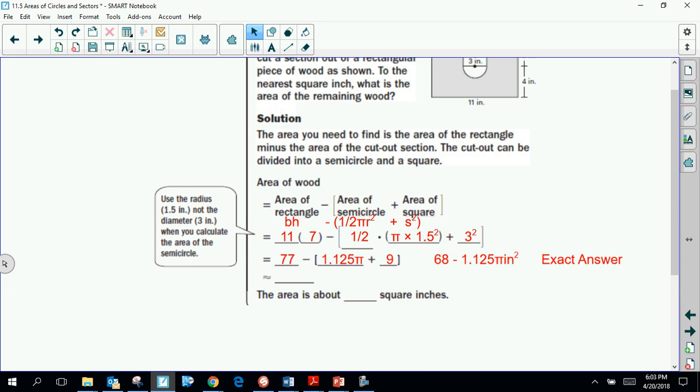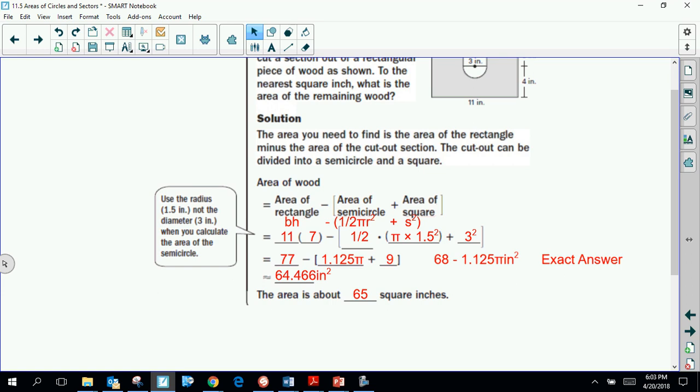Now, if I wanted the approximate area, like it's asking, what is the approximate area? In this case, 64.466. So if you round that up, that's closest to about 65 square inches.